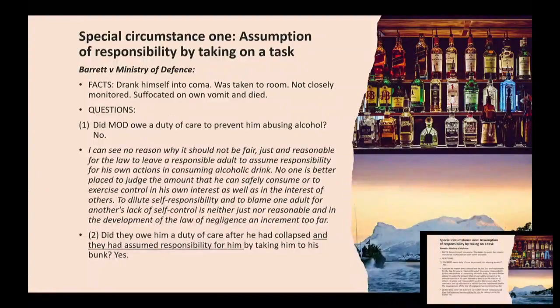Now, in both these cases, the imposition of a duty was based on factors additional to the mere provision of alcohol. Okay, this wasn't a duty, you've got to stop this person becoming drunk. It was something additional to the failure to strictly enforce provisions against drunkenness. In both these cases, the defendant not only provided the alcohol, but then they did something additional, an additional positive act, which exposed the plaintiff to physical danger. And it was that on which the duty was based.